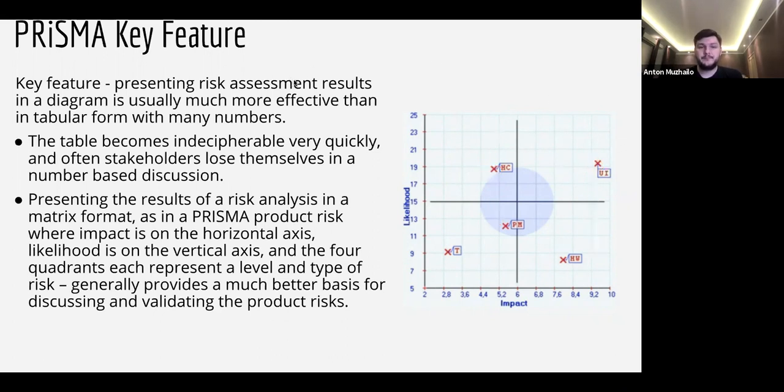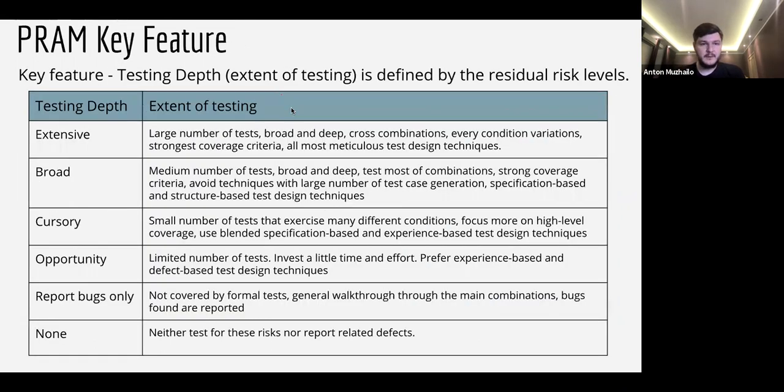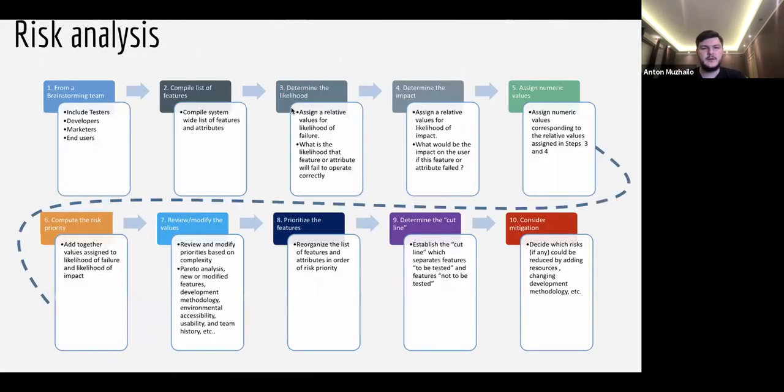Now for PRAM. PRAM is more focused on the testing depth. So while Prisma is about the dynamics, about the prediction of risks, PRAM is more about the testing depth. What it usually does is create a certain association between the testing depth and the extent of testing. So you probably remember I was showing this template from the standard, saying, okay, we need the, okay, I'll just go back here. Okay, here.